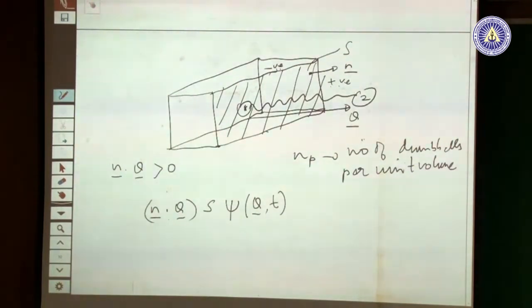I have to multiply it by nP. You can think of this as a density, essentially the same as the number density, number per unit volume. Multiplying the volume by nP gives you the number of dumbbells in here.